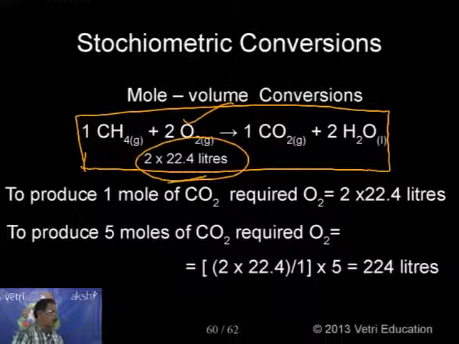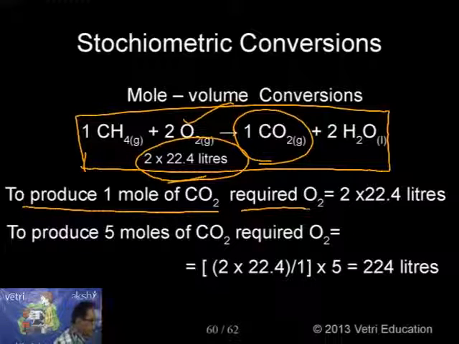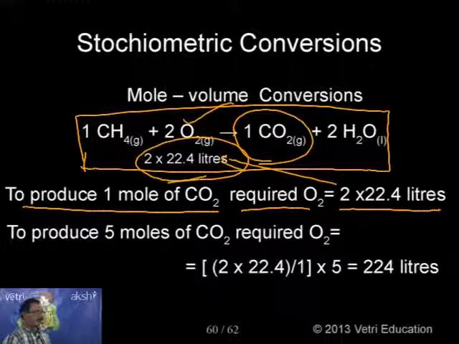Here 2 moles, 2 into 22.4 liters, is required to produce correspondingly 1 mole of carbon dioxide. To produce 1 mole of carbon dioxide, the required oxygen is 2 into 22.4 liters. You can see here 2 into 22.4 liters. So how are we getting this information? We are getting it from the stoichiometry, the balanced equation.